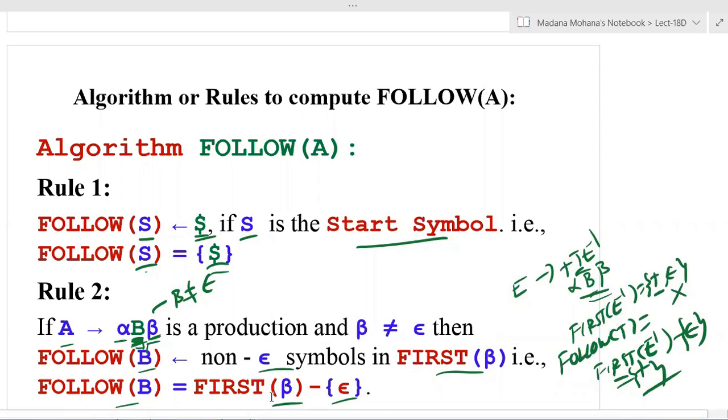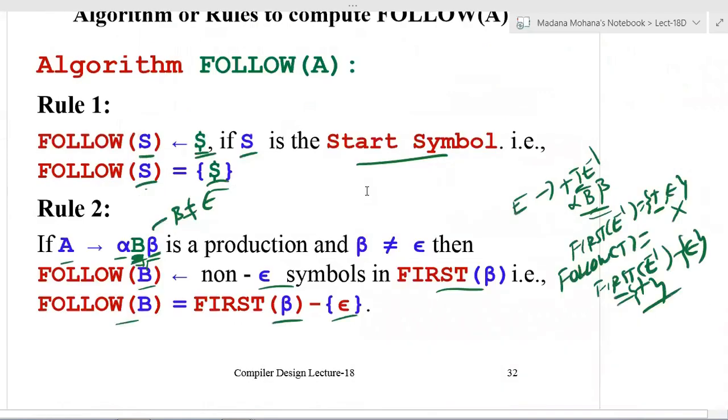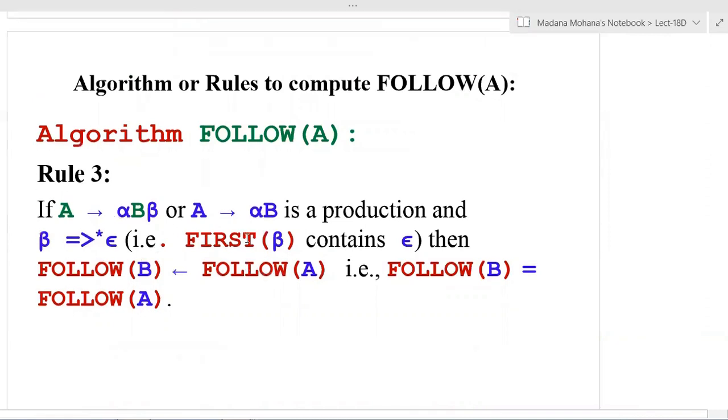Then we have one more rule also. If beta contains null, here this case is beta not equal to null. If beta contains null, that is rule 3. Now here you can see the productions are of the same form as rule 2: A derives alpha B beta or alpha B. Here beta is null, is a production, and beta derives null. This one derives null. So here nothing is there, which means null.